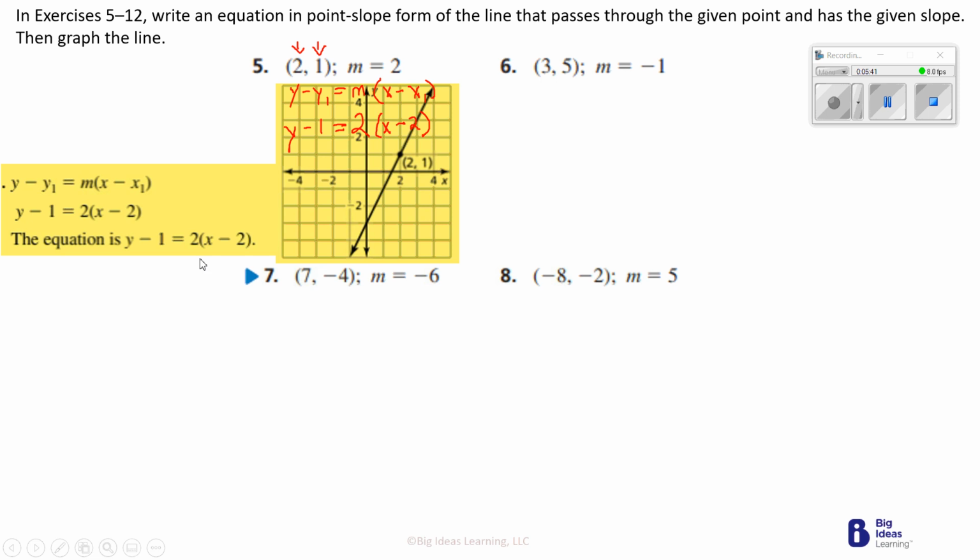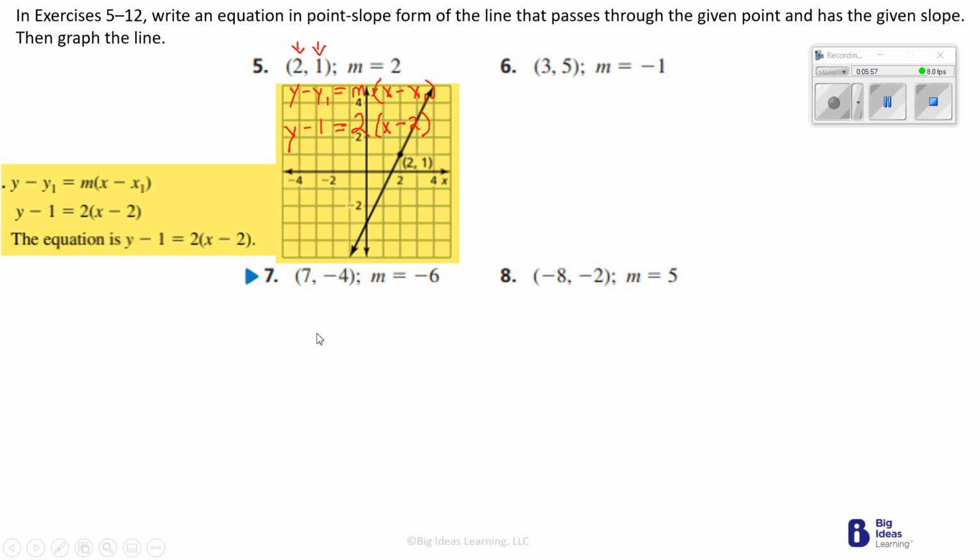And then we graph it out, right? To show that we are at 2 and 1, right? There's 2 and 1. And then my slope is, of course, going to be a rise of 2 and over 1, right? Rise of 2 and over 1.